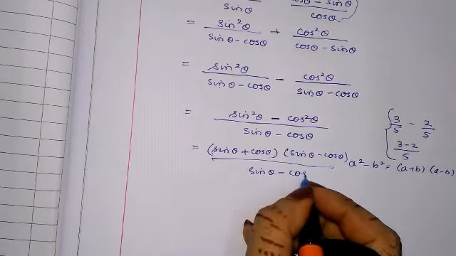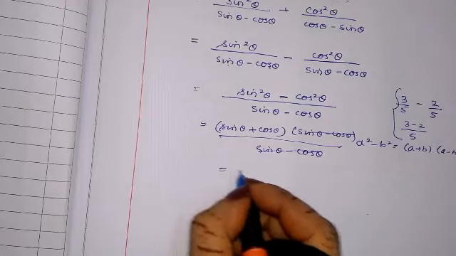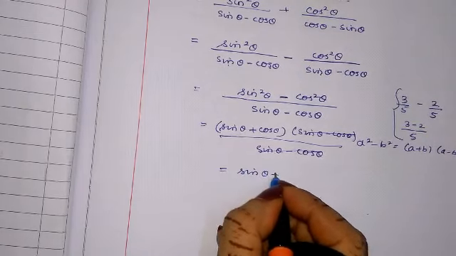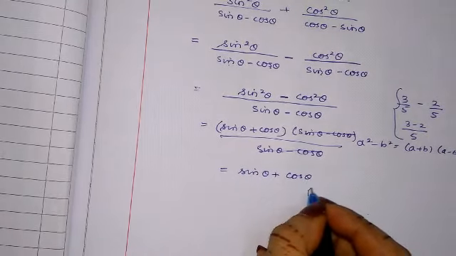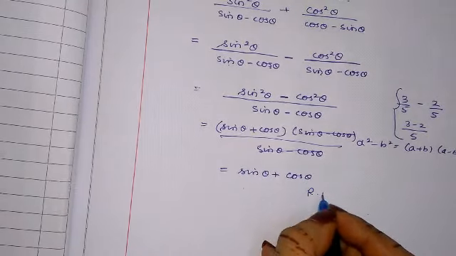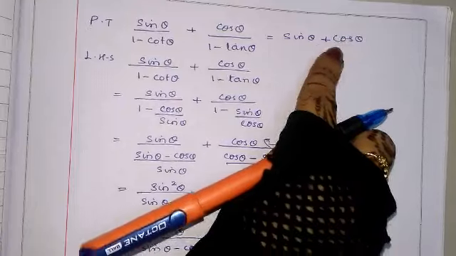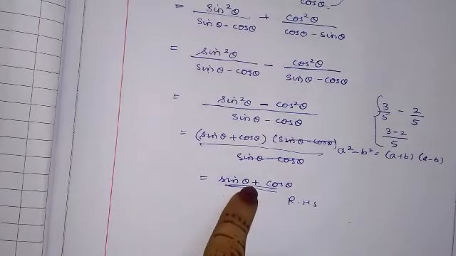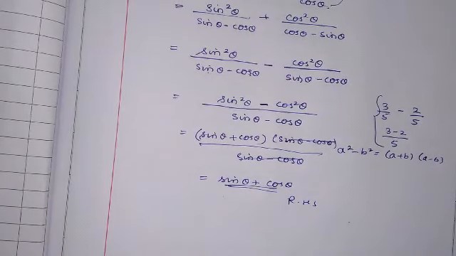Now sin theta minus cos theta, sin theta minus cos theta get cancelled, and we got the answer sin theta plus cos theta, which is RHS. This only they have told us to prove. Let us see the question one more time. Sin theta plus cos theta. This only they have told us to prove here. Let us see the next question now.